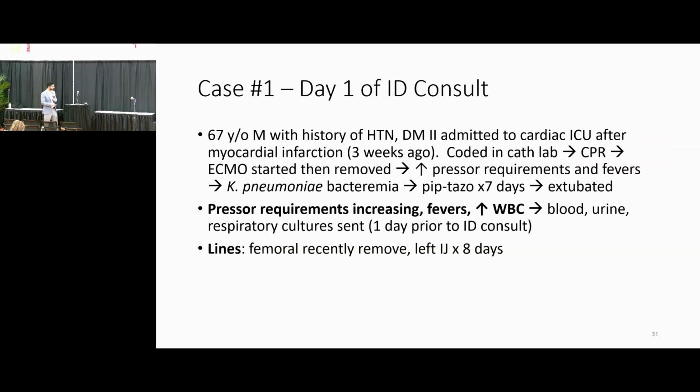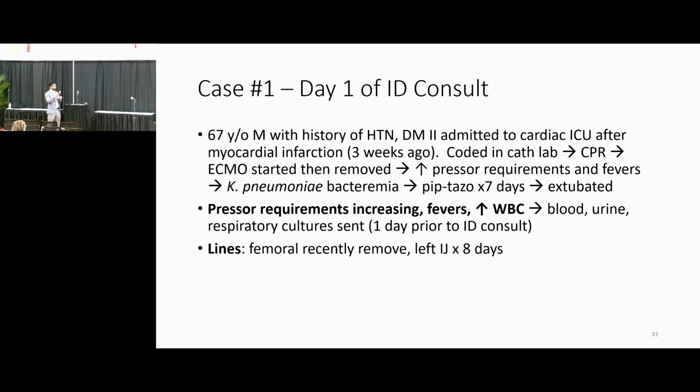And so with that, I just want to go through some representative cases. So these are all real cases. So this was a 67-year-old male with a history of hypertension and diabetes, and he came to the cardiac ICU after an MI, and this was weeks ago. So the quick rundown: the patient coded in the cath lab, CPR, ECMO was started, and then eventually decannulated, and then the pressure requirements started going up with fevers. The patient ended up having Klebsiella pneumonia bacteremia, got Pip/Tazo for 7 days, and then was extubated.